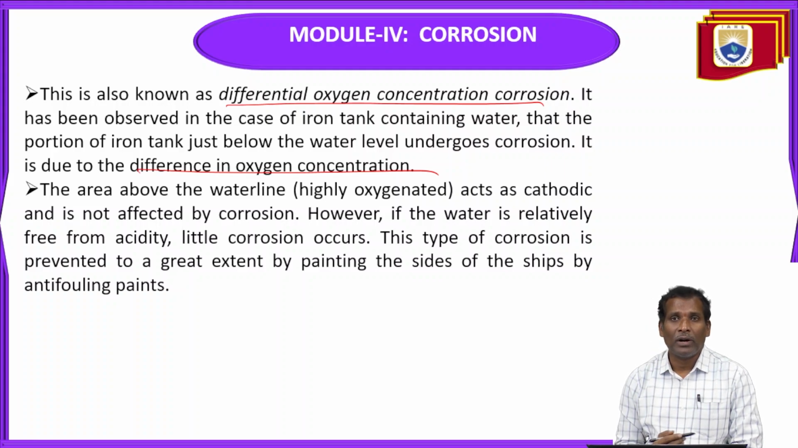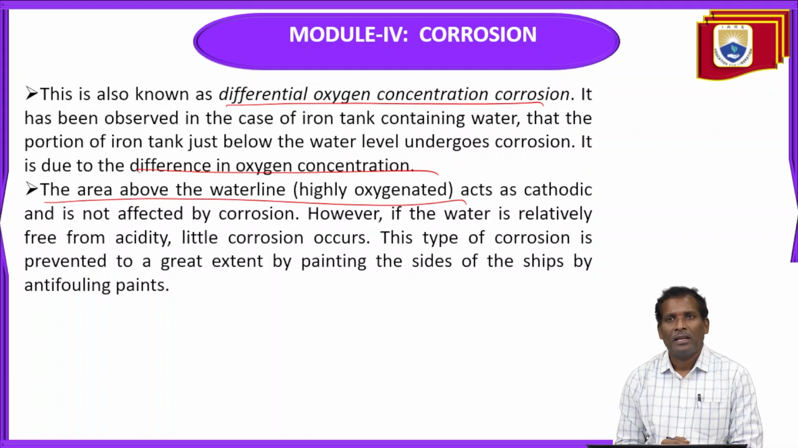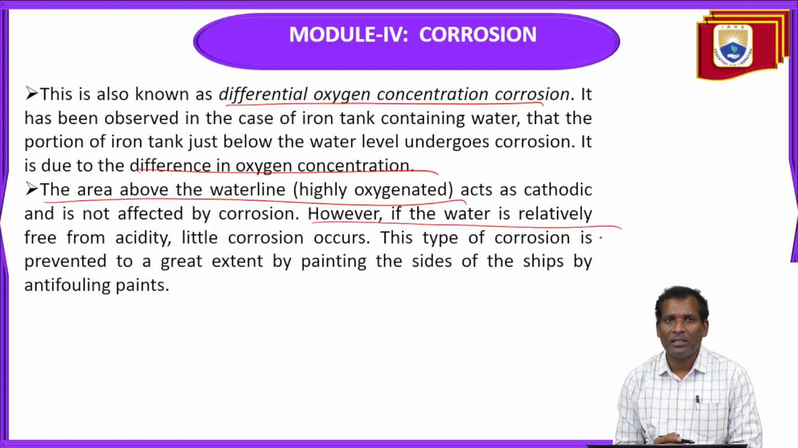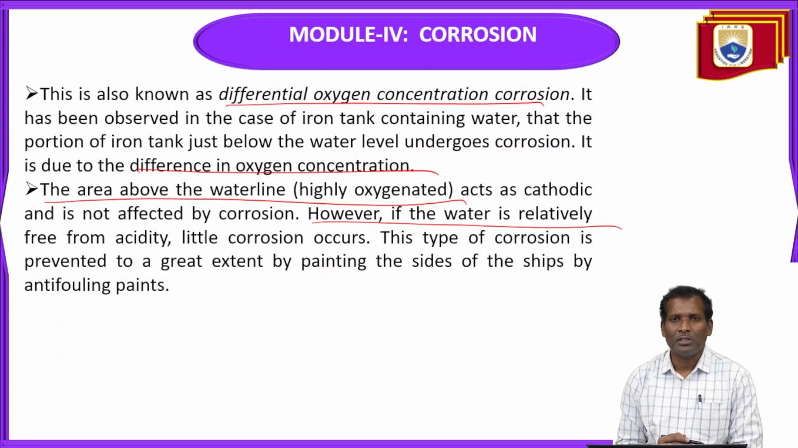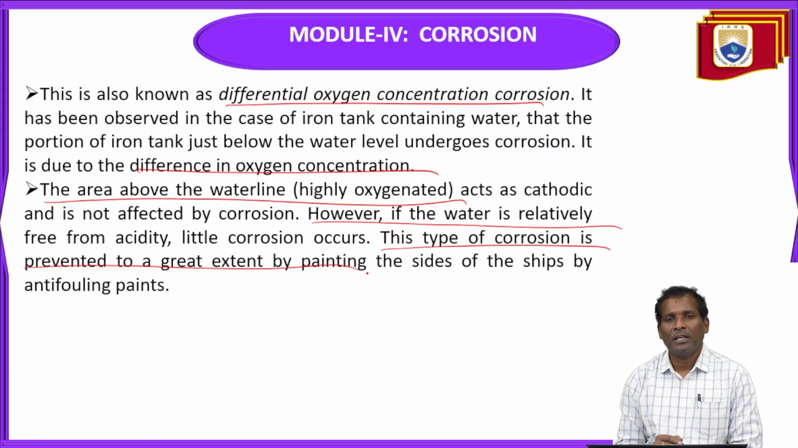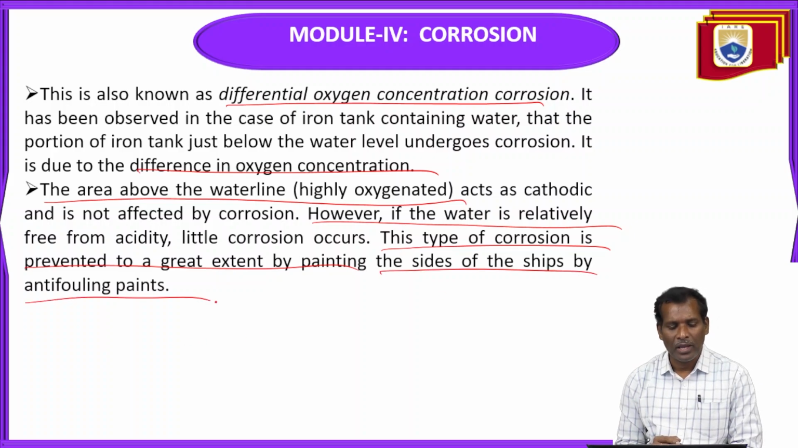So the area above the water line, that is highly oxygenated, acts as cathodic and is not affected by corrosion. However, if the water is relatively free from acidity, little corrosion occurs. This type of corrosion is prevented to a great extent by painting the sides of the ships with anti-fouling paints.